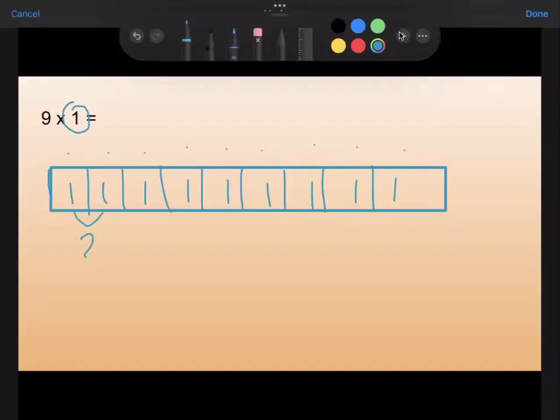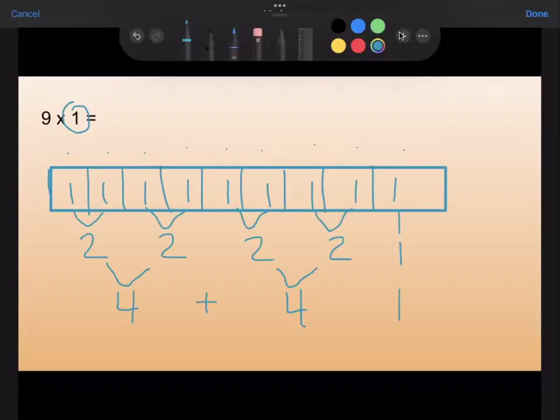1 plus 1 is 2. This 1 by itself is just going to come down. 2 plus 2 is 4. 2 plus 2 is 4. And again, I'm going to just bring down that 1 again.